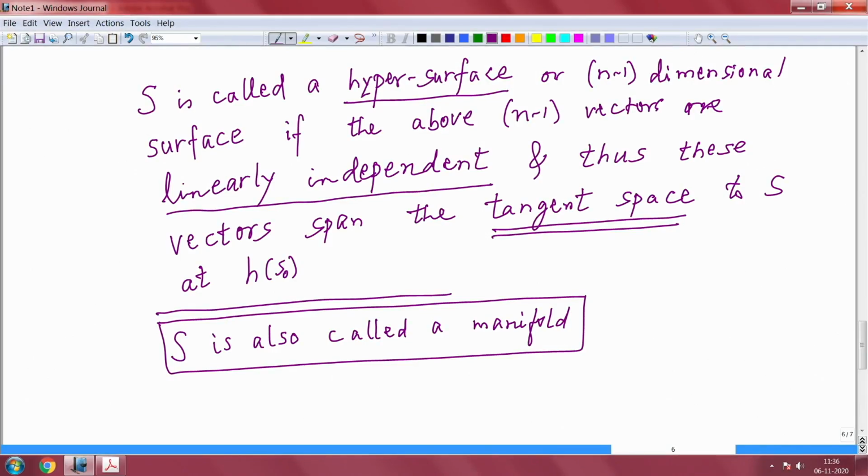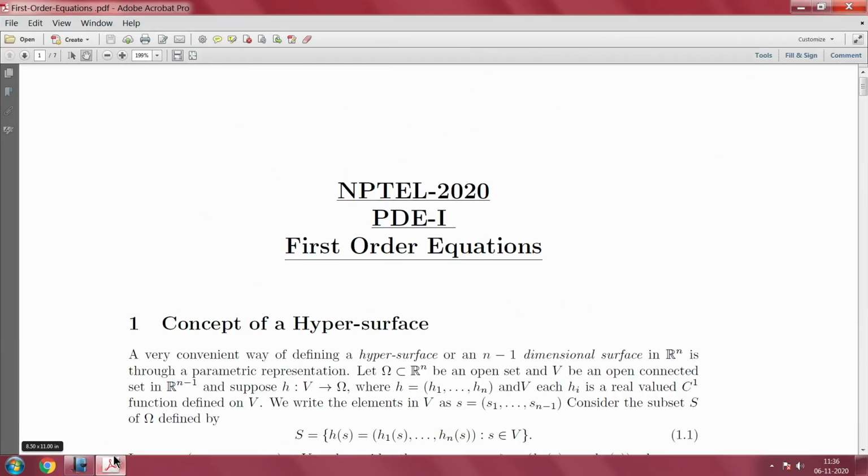So, we will now state the definition of surface analytically. Since expressions are a little longer, I would like to show you some PDF file. So, here more details are given.